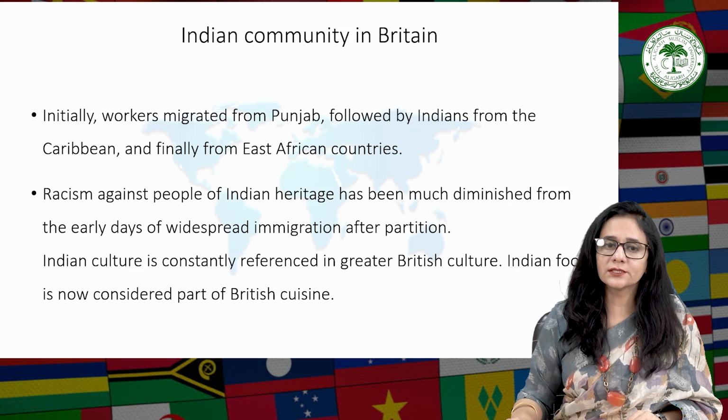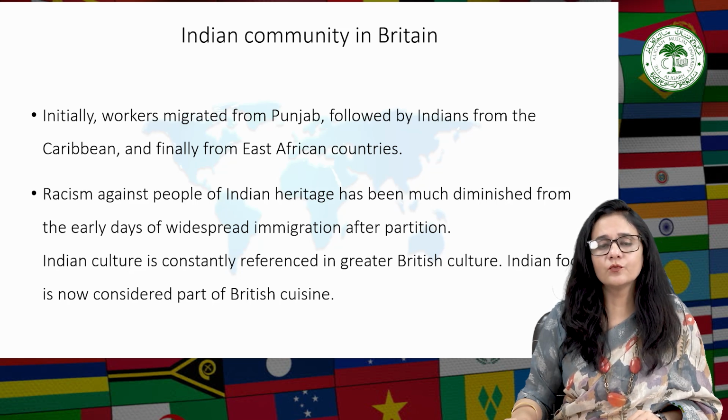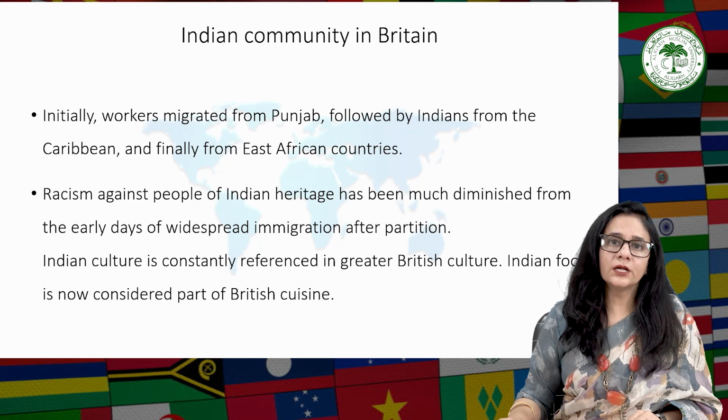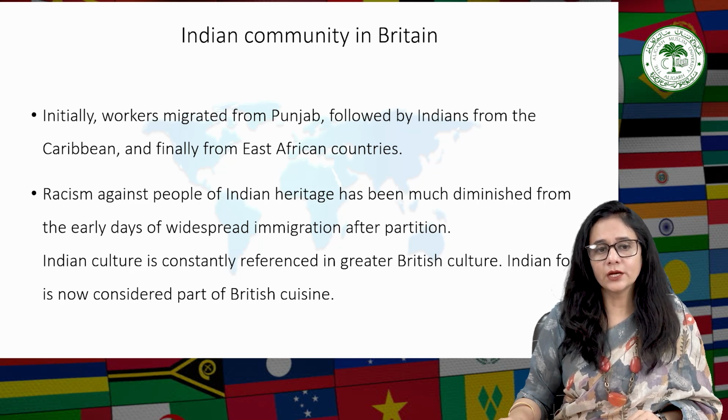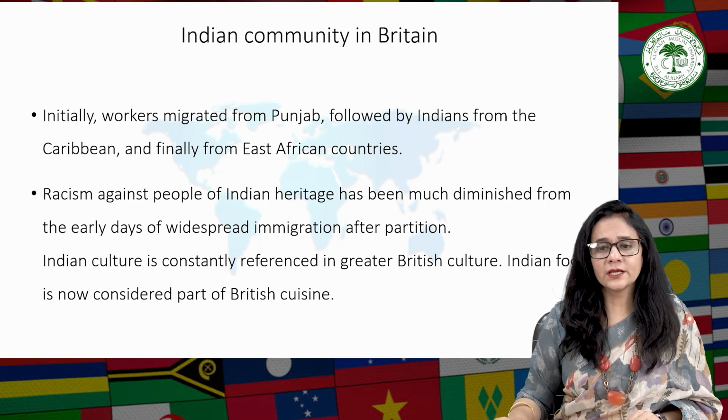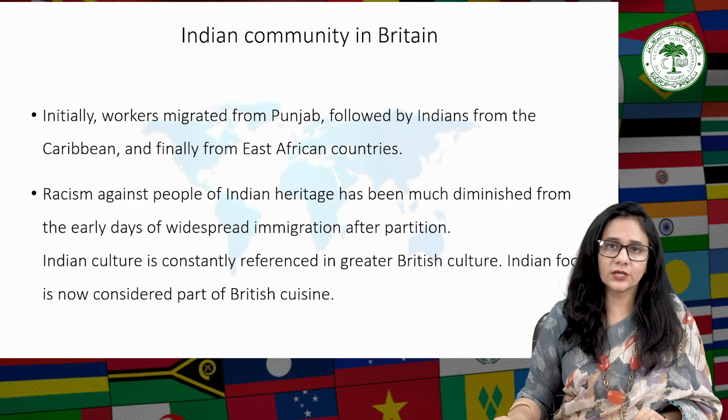However, its success has resulted in numerous viewpoint shifts over time. Racism against people of Indian heritage has been much diminished from the early days of widespread immigration after partition. Indian culture is constantly referenced in greater British culture. Indian food is now considered a part of British cuisine.